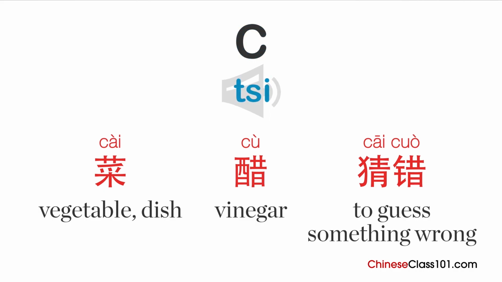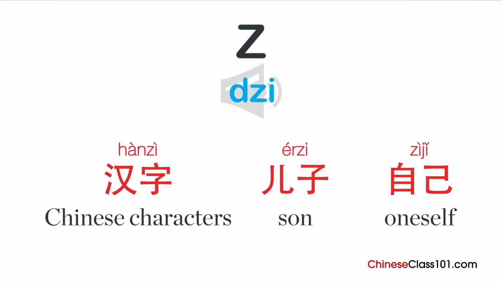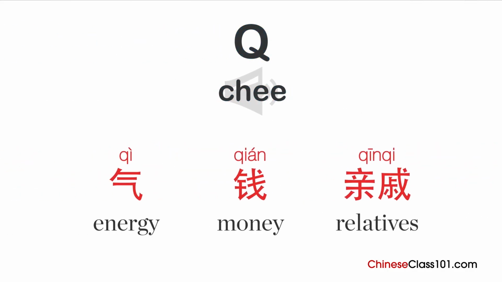C sounds like ts, as in 菜, vegetable or dish, 醋, vinegar, and 猜错, to get something wrong. Z sounds like z, as in 汉字, Chinese characters, 儿子, son, 自己, oneself. Q sounds like qi, but with a flat tongue and a flat mouth. For example, qi, energy, 钱, money, 亲戚, relatives.